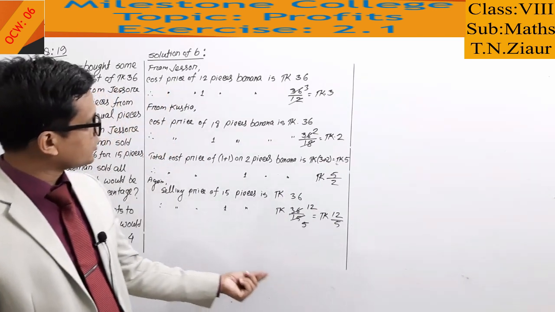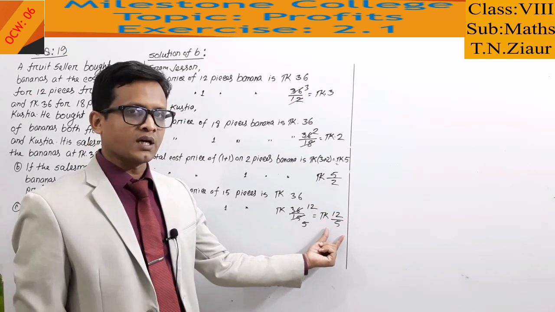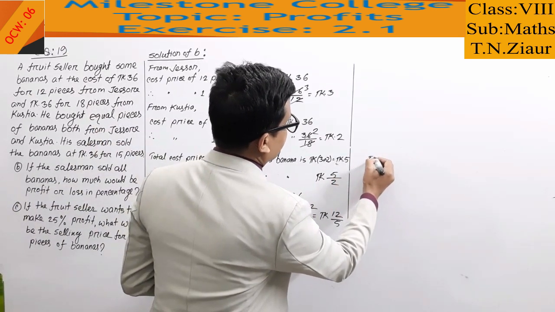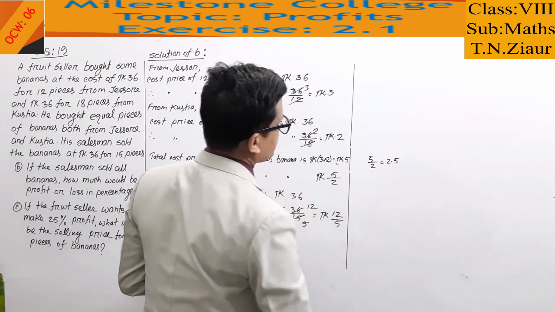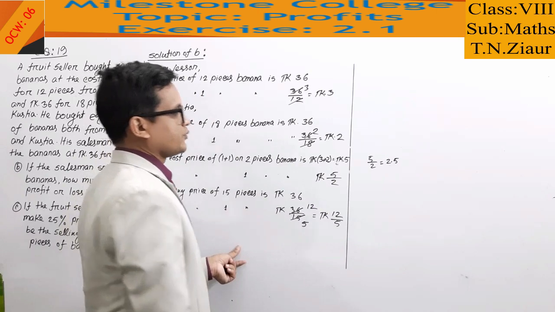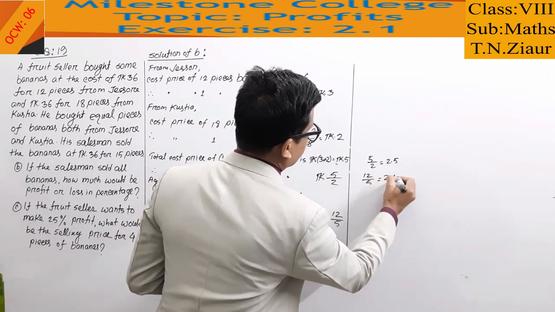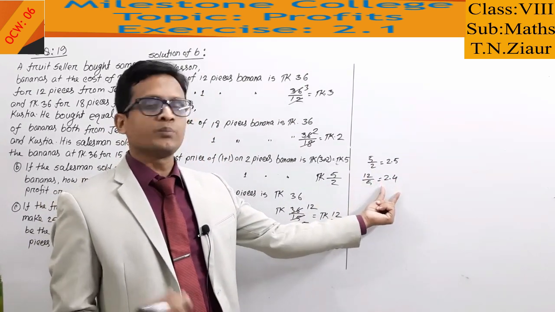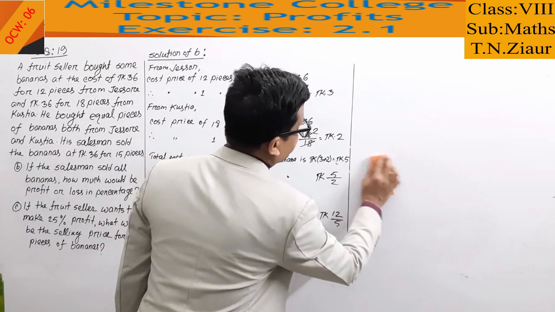Now we'll check: the cost price is 5 by 2 taka, the selling price is 12 by 5 taka. Is it loss or profit? If I divide 5 by 2, you will get 2.5, and if you divide 12 by 5, it will be 2.4. That means the selling price is less than the cost price, so obviously it is a loss.